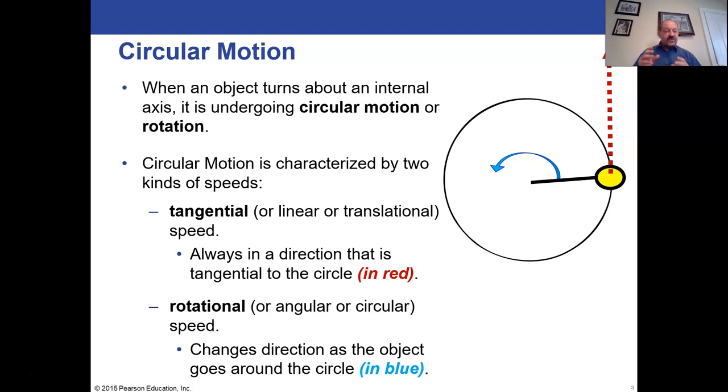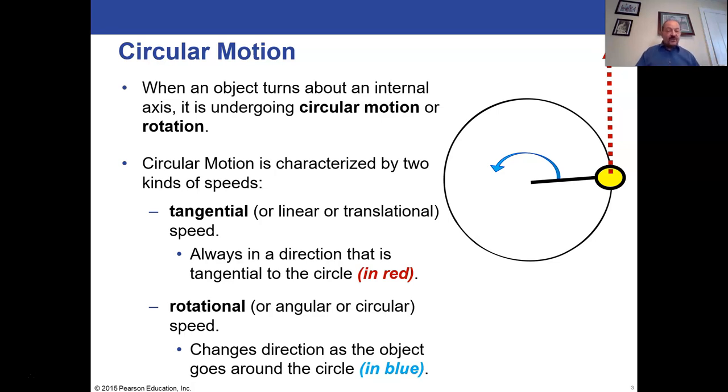So we have two categories of velocity or speed. The speed going linearly, in other words, how much distance is covered as it's going around the circle. So a tangential speed or a linear speed would be, say, meters per second. It's how many meters around the circle it is per second, or how many kilometers per hour, or how many miles per hour, whatever your units of speed are. It's the distance covered around the circle. So it's going to depend on how big the circle is.